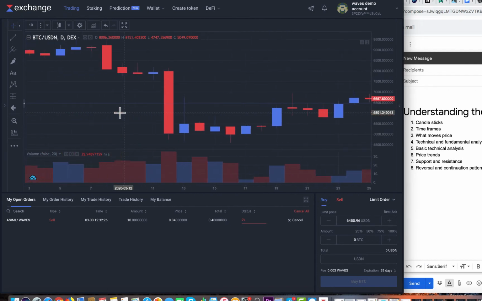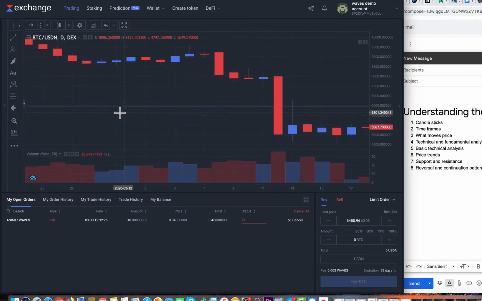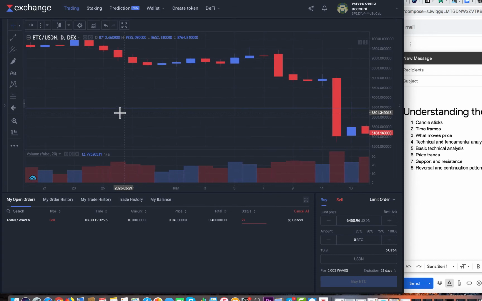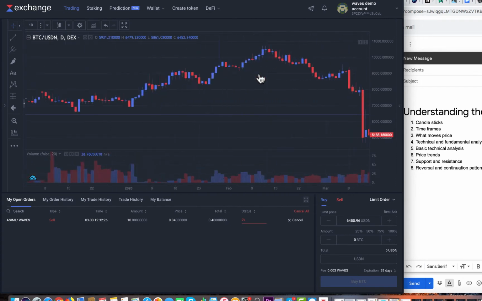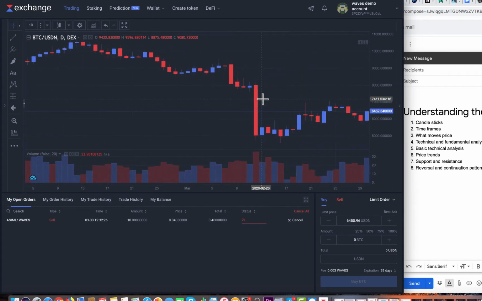You know, some of them don't have much going on at all. And you can see some of them didn't move much at all. This had a big movement during the day, but this one really didn't move much at all during the day. Okay, so hopefully that gives you, like I said, a little bit of an understanding about what is happening with the candlesticks. Now let's talk about what moves price.